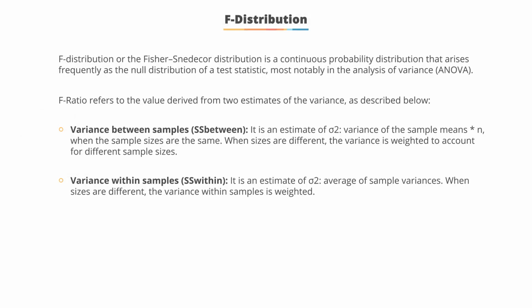So when we're looking at the variance between samples, it's an estimate of the variance of the sample means where the sample sizes are the same. And when these sizes are different, the variance is weighted to account for the different sample sizes. And the variance within samples is an estimate of the variance, the average of the sample variances. So when the sizes are different, the variance within sample is weighted.